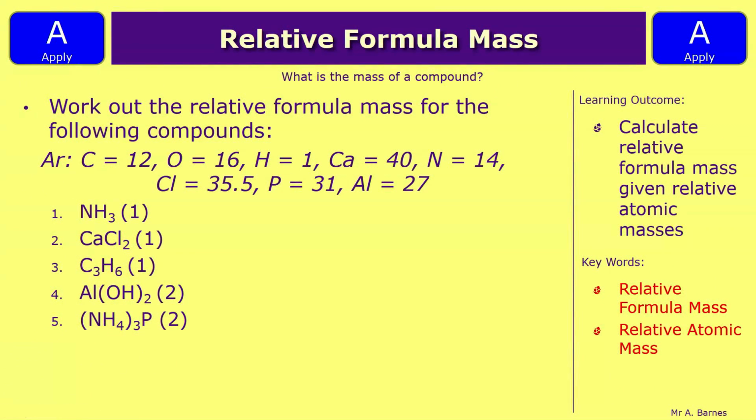Right, onto the questions then. So I've given you the atomic masses for each of the elements that you need at the top. Work out the relative formula mass for the following compounds. You'll notice there are 2 marks available for the tougher questions, which will generally only come up in the higher paper. Pause the video, have a go, and we'll see how you've done in a min.